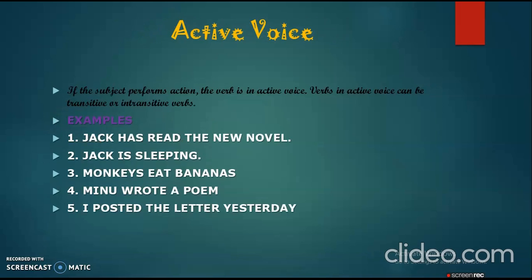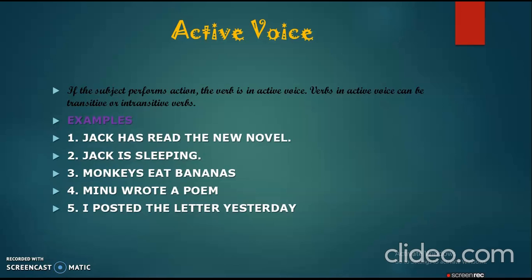So now, what is active voice? If the subject performs the action, the verb is in active voice. Verbs can be transitive or intransitive. Example, first one, Jack has read the new novel. Second one, Jack is sleeping. Third one, monkeys eat bananas. Fourth one, Meenu wrote a poem. Fifth one, I posted the letter yesterday.